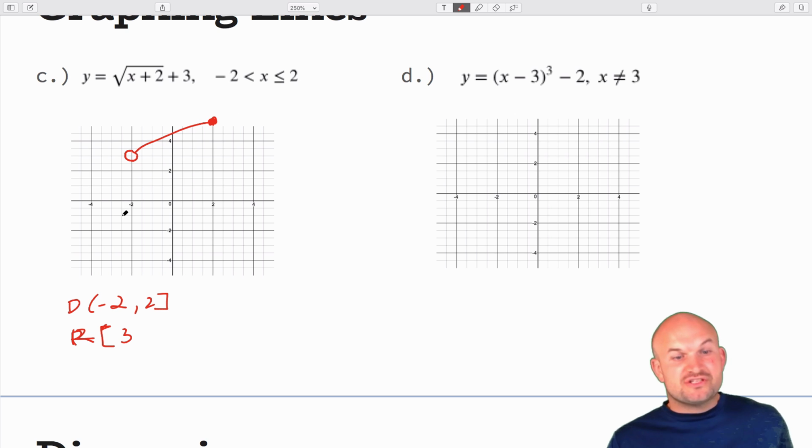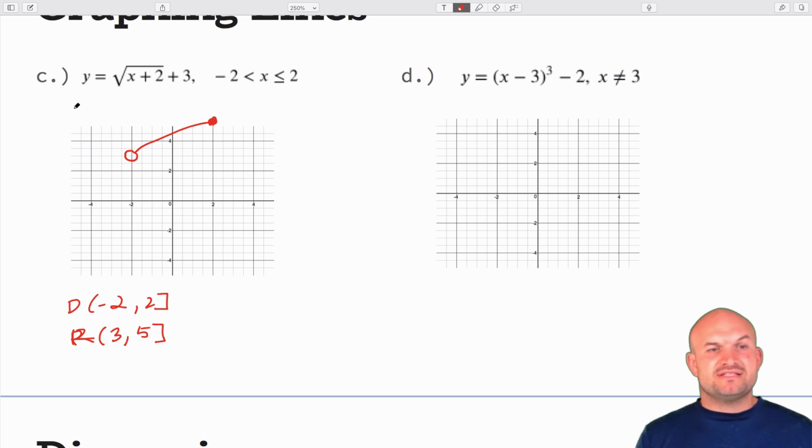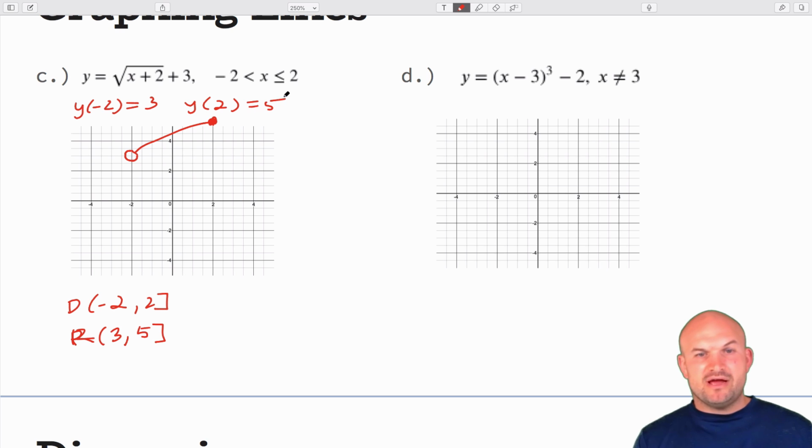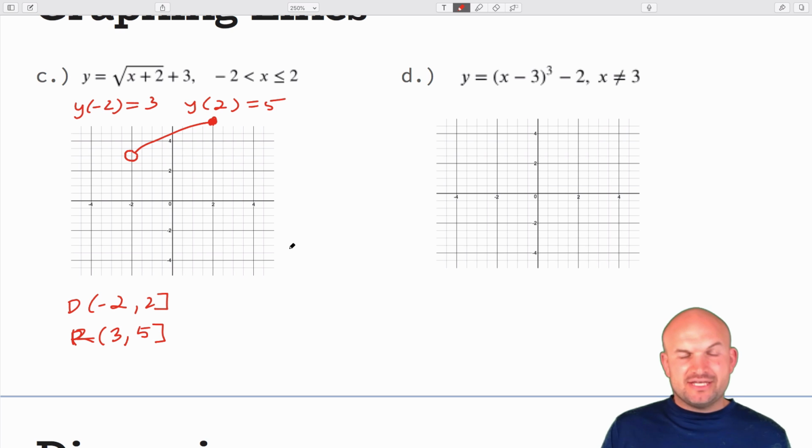And then, actually that's an undefined point, sorry. And then if I were to plug in 2, 2 plus 2 is 4, square root of 4 is 2, 2 plus 3 is 5. And that is defined, okay? So what you can do is plug in those values, and that's exactly what I did. I plugged in negative 2 to give me 3, and I plugged in 2 to give me 5. Right? Because remember, the range is the output of the function. So it's very important, if your graph is something that you're maybe not as familiar with, square root function or any other function you deal with, remember, you can always plug it in to figure out what those y values are.